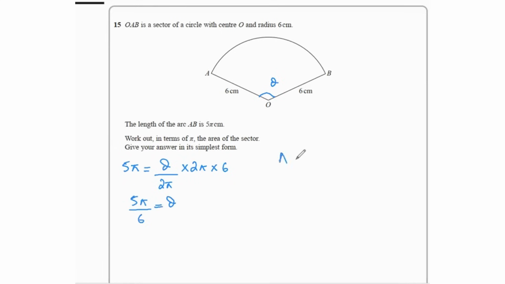So area is going to be theta over 2 pi times pi r squared, which is 5 pi over 6 times 1 over 2 pi times pi times 6 squared. Pi gets cancelled out. 6 and 6 get cancelled out. So 2 times 1 is 2, this becomes 3, so we're left with 15 pi. That is your area of the sector in terms of pi in its simplest form.